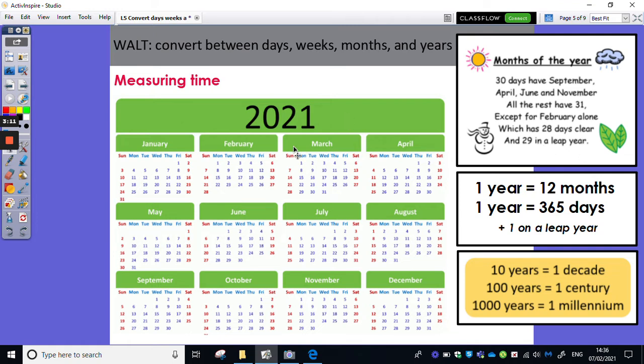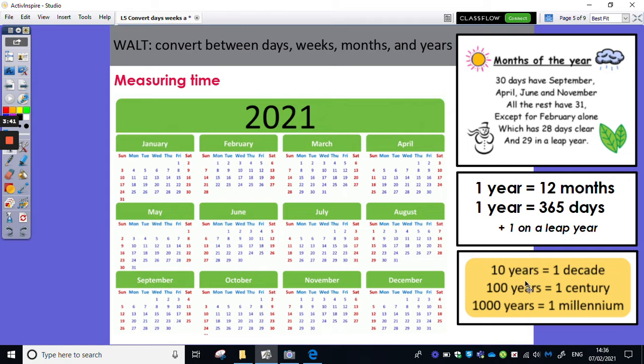So you can see 30 days in September, so that is here, and April, June and November. Then all the rest have 31, which you can see if you go and have a look at each individual one. And February is the only exception, which has 28 days, and then every 4 years on a leap year it has an extra day. So there are 12 months in a year, 365 days except on a leap year.